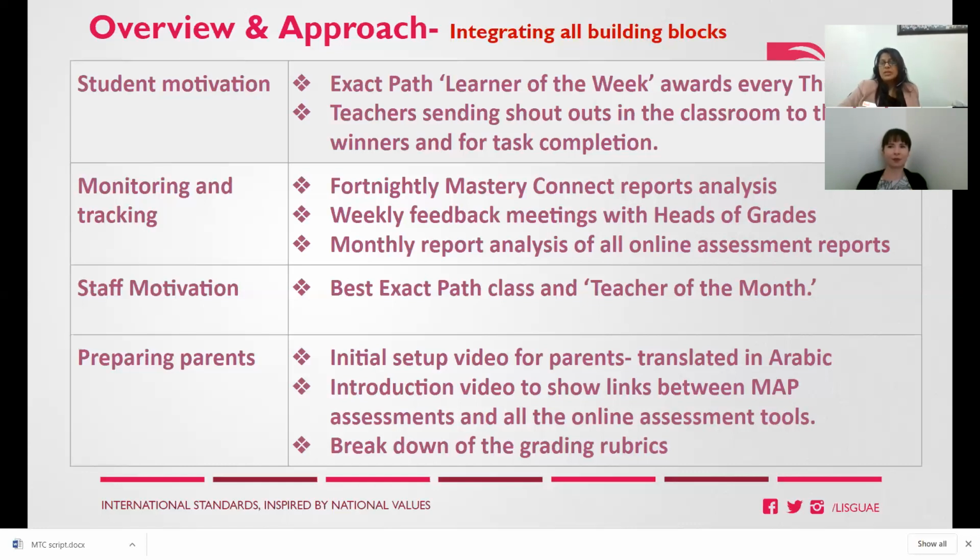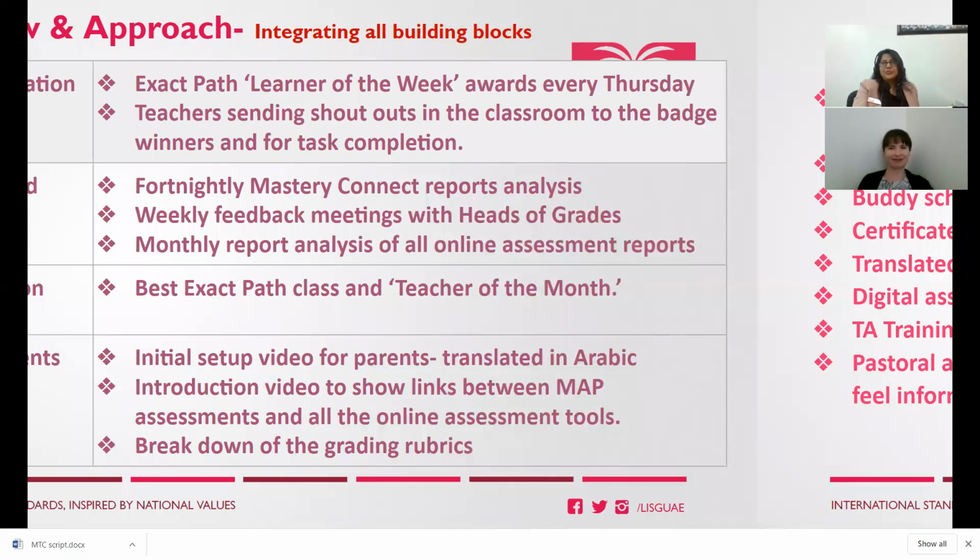And also the parents are provided with the breakdown of their grading rubrics, so they understand how much grading has been given to participation, how much for quizzes. This just gives us a chance to give responsibility to the parents to take responsibility for participating every day in their classes.